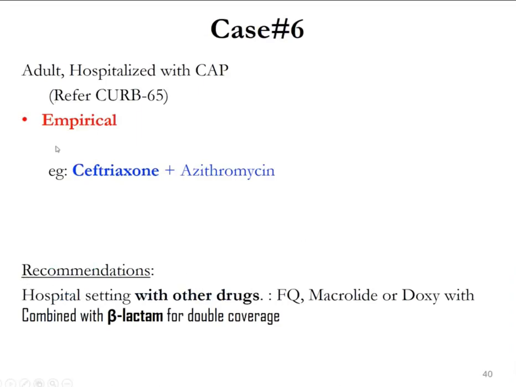Next patient, you have a hospitalized case, pretty serious, empirical therapy, what do you do? That means a hospitalization situation. I'm not talking about a pretty serious condition, but you can add ceftriaxone. I have to teach you ceftriaxone, that's the reason we discussed this one.